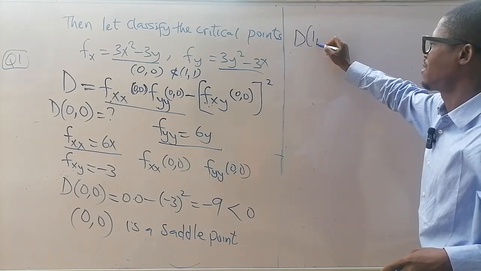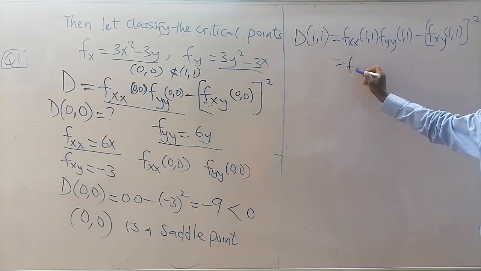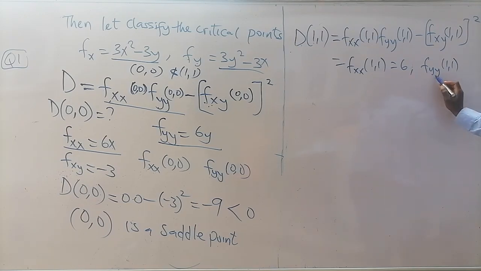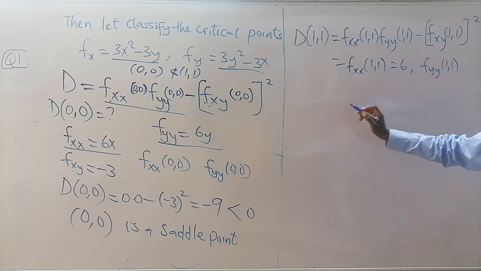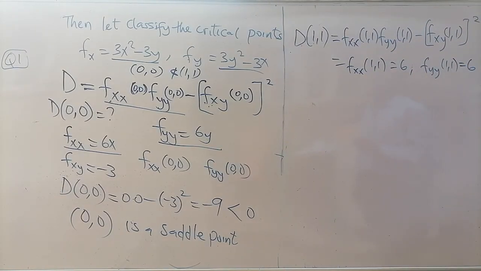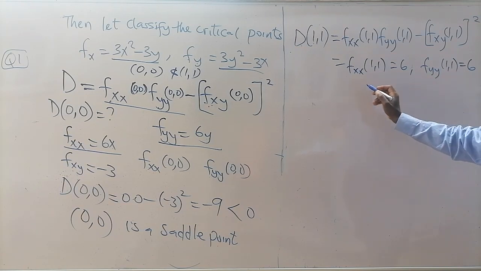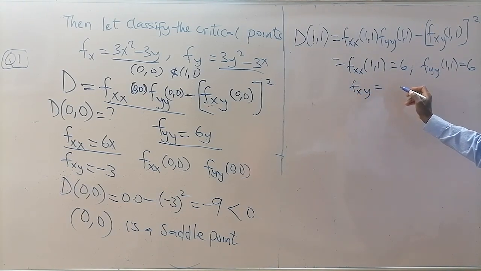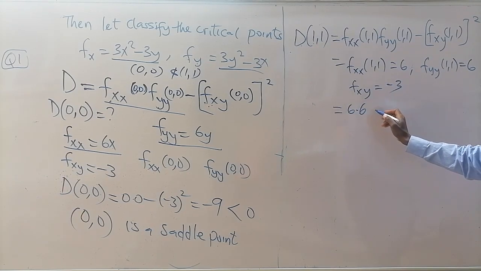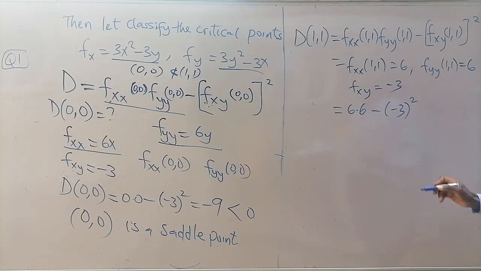Let's get this D also at the critical point (1, 1). We have this one at (1, 1) as 6. We have this one also at (1, 1). Check your second order partial derivative with respect to y is 6y, and y is 1, so that's 6. Let's begin to substitute. Then we also have this one as minus 3. So substitute: we are going to have 6 times 6 minus (minus 3) squared, and that will be equal to 36 minus 9. We don't need the value, we just want to know, is it positive or negative?